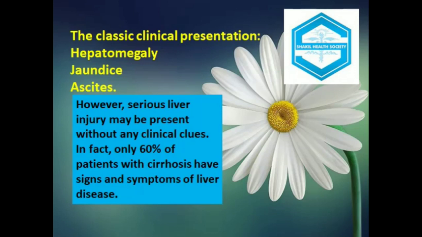The classic clinical presentation of cirrhosis is hepatomegaly, jaundice, ascites. However, serious liver injury may be present without any clinical clues. In fact, only 60% of patients with cirrhosis have signs and symptoms of liver disease. Cirrhosis has serious prognostic implications, and patients may succumb to progressive liver failure and the sequelae of portal hypertension. They also have a greatly increased risk of development of HCC.